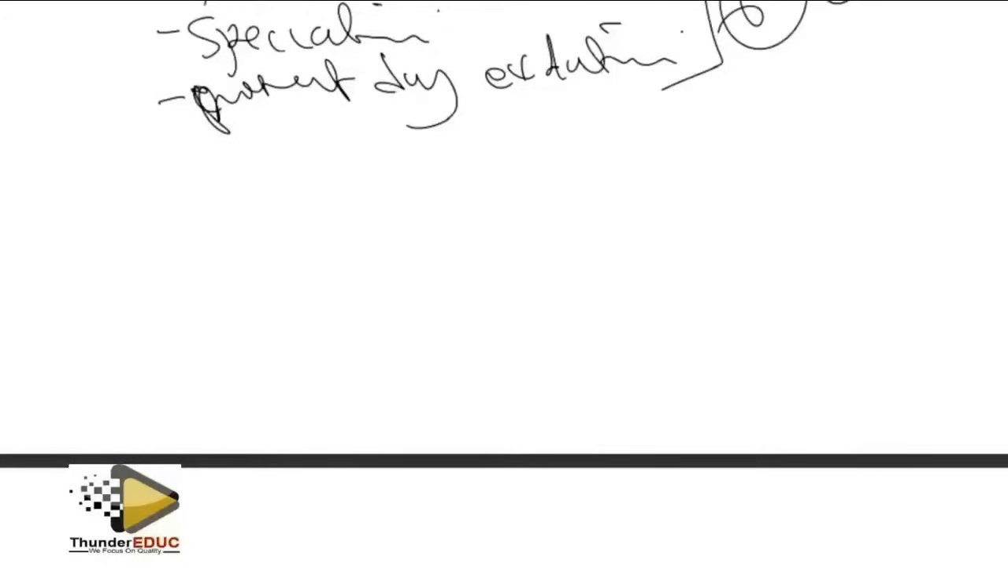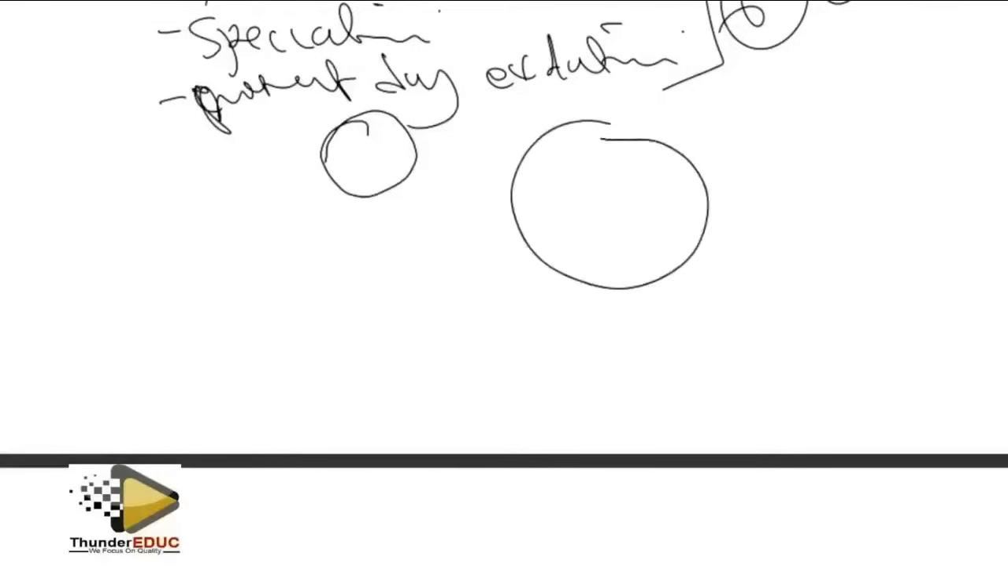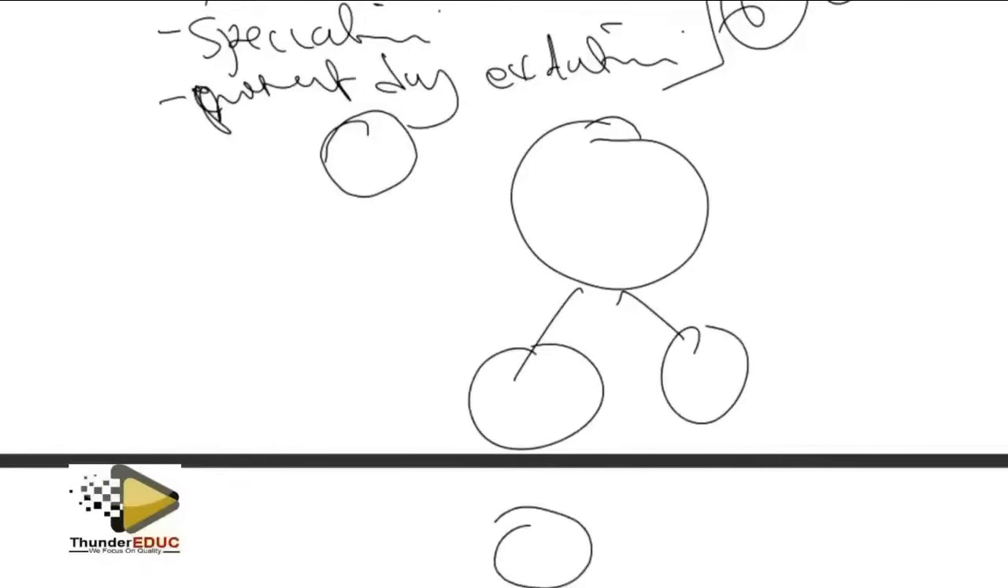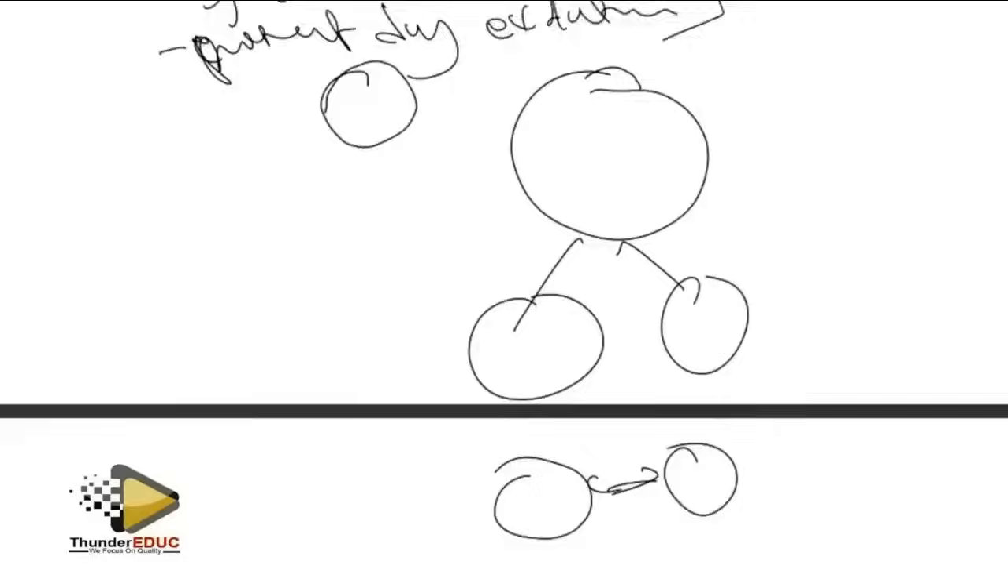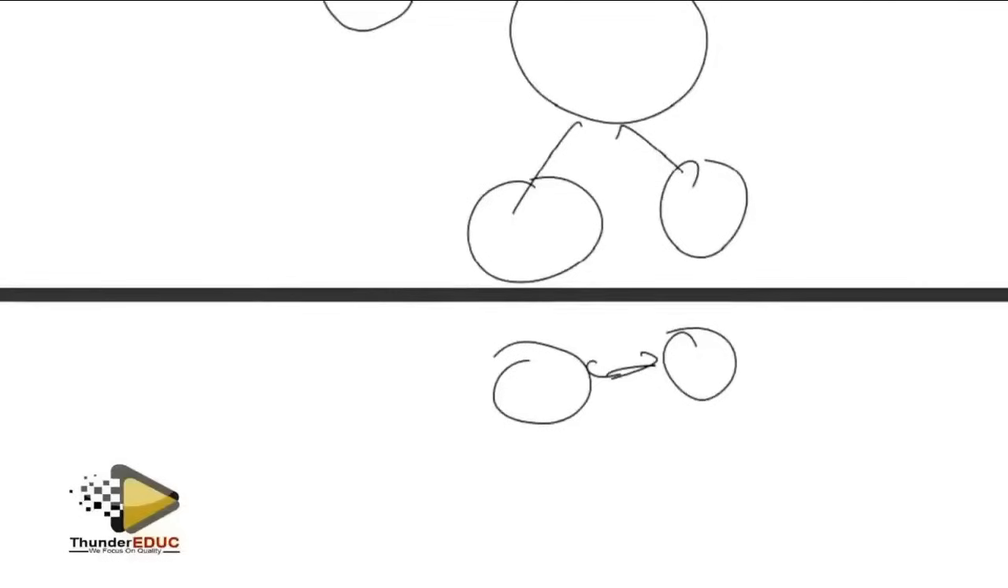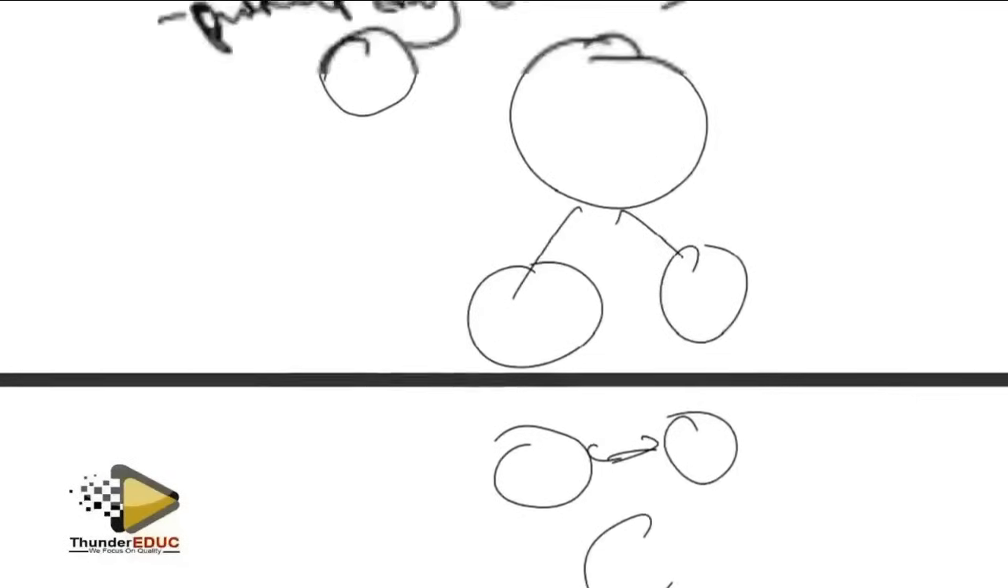Now, speciation is the formation of new species. When they talk about speciation, they will bring about, for example, one area, and then this area is divided into two. You understand? And then after that, if you try to mix them, they will form different organisms. So now, let me explain to you.